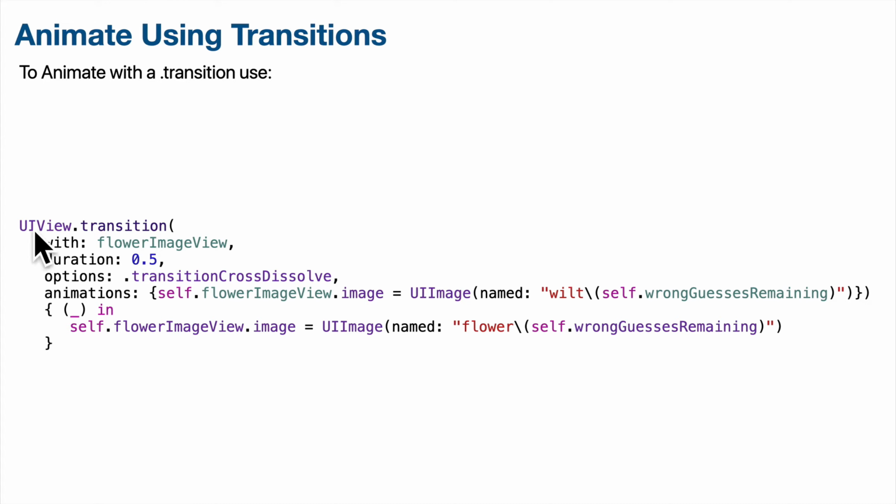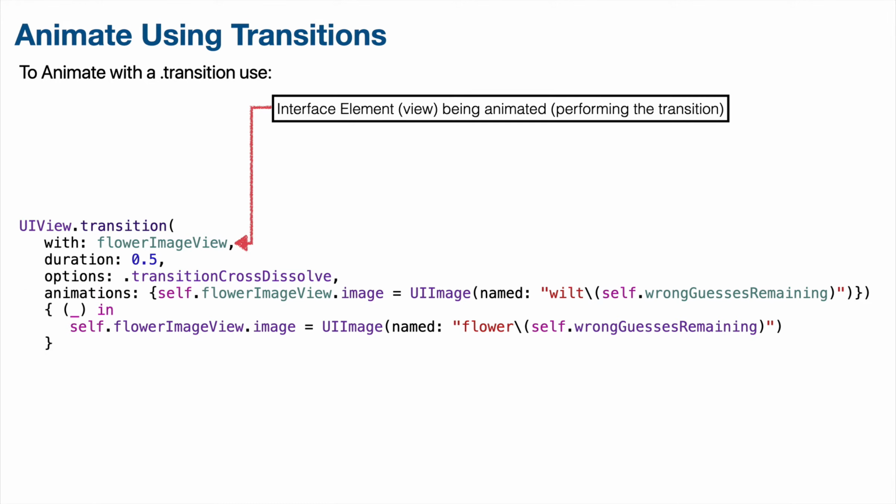So note that anything that we're learning here that applies to images can also be applied to buttons and labels and text views and anything else that you see on screen. Now we're going to call the version of UIView.transition with these arguments. So with is the view that we're transforming. In our example, it's where we're starting from, which is the flower image view.